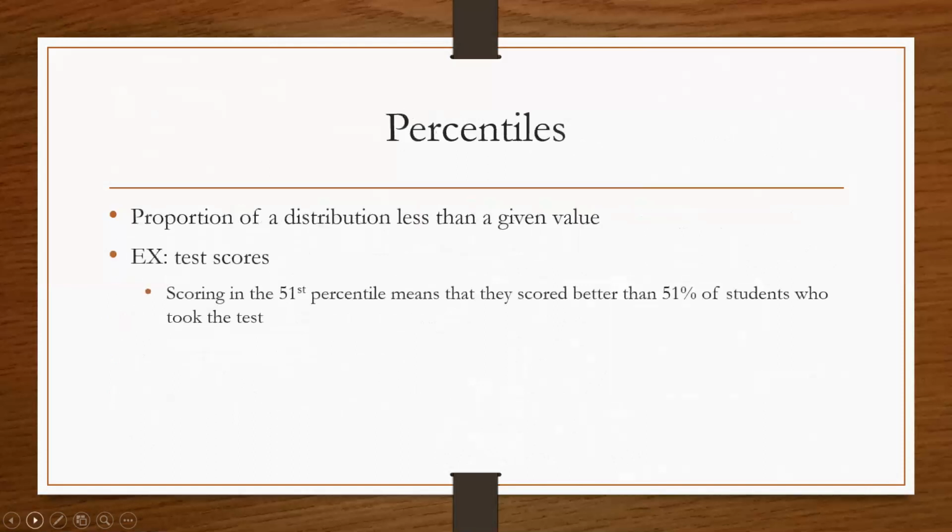And percentiles: it's the proportion of the distribution less than a given value. So for an example, test scores.